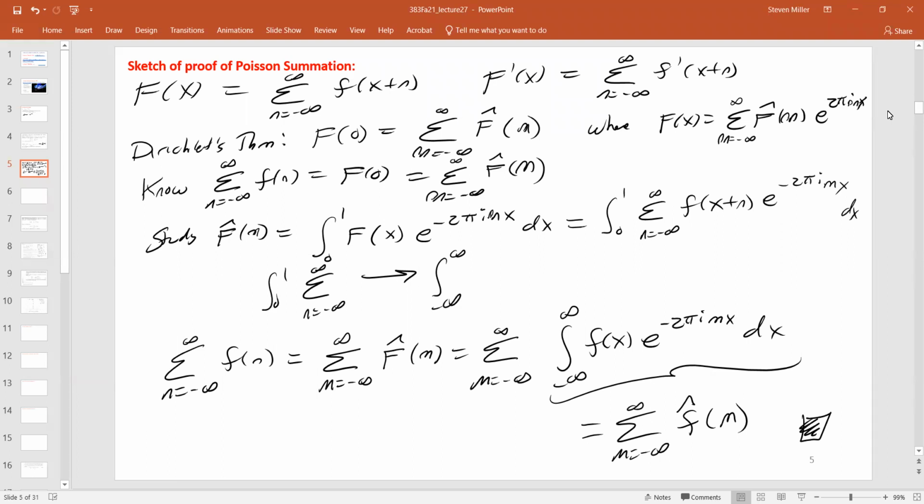There's big F and there's little f. Big F is the sum from negative infinity to infinity of little f of x plus n. So I'm piecing them all together. So this is the quick proof of Poisson summation.